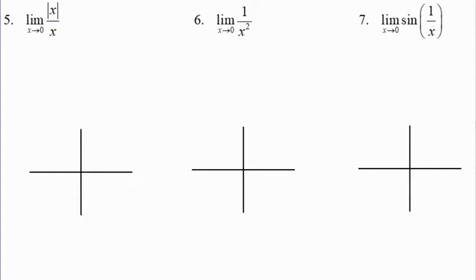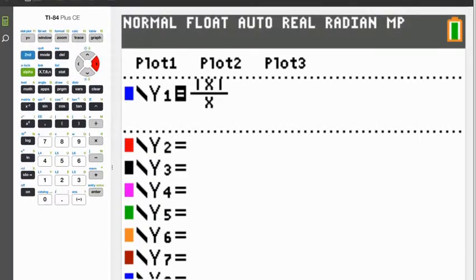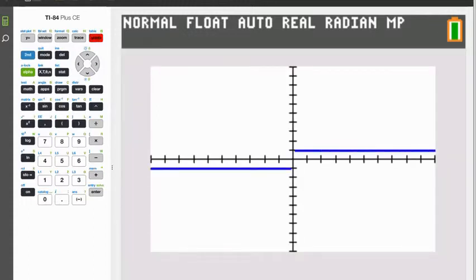Next, let's take a look at these 3 graphs. And we're going to use our calculator to help us with these. Now, I have gone back to the original settings in my calculator. If you don't know how to do that, you can just reset your calculator by doing second plus 712. And I have typed the absolute value of x divided by x into my calculator. And I want to look at this graph. I'm going to go ahead and copy this graph down onto my paper.